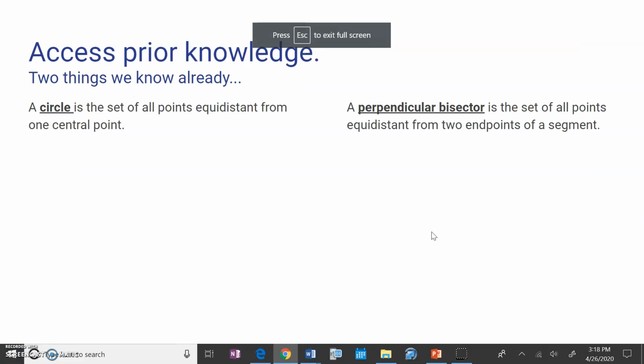Let's access some prior knowledge. So first of all, we already know that a circle is the set of all points that is equidistant from one central point. That's the technical definition we've talked about. That distance is the radius.